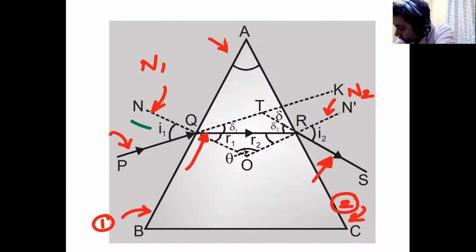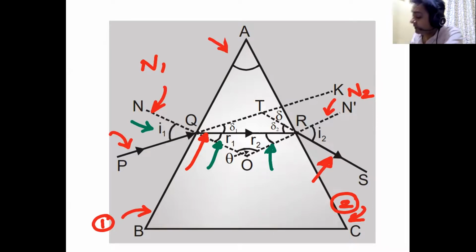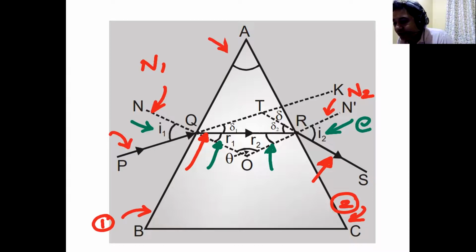Okay. What is this? Incident angle on face AB. Very good. What is this? This is the refracted angle. Very good. What is this? Incident angle on face AC. Yes. What is this? Emergent angle on face AC. Very good. It is also sometimes known as angle E, standing for emergence.